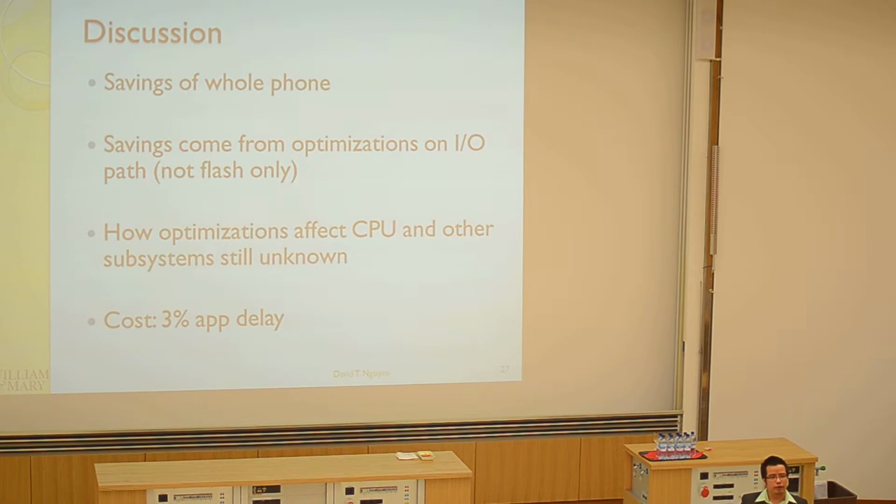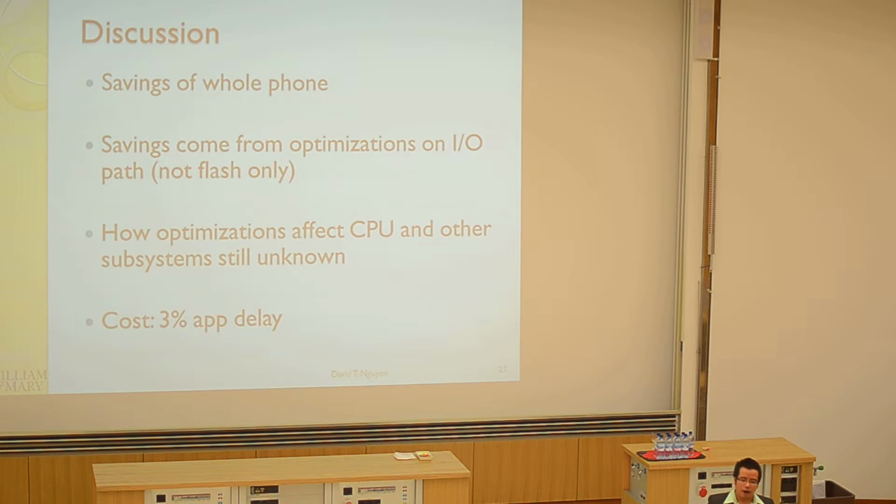So let me have a brief discussion over these results. First of all, please understand that the savings belong to the whole phone, and the savings come from the optimizations on the whole I/O path. It's not only flash. However, how the optimizations affect CPU and other subsystems is still unknown, and we would be happy to get your feedback and your inputs and the input of the whole research community.